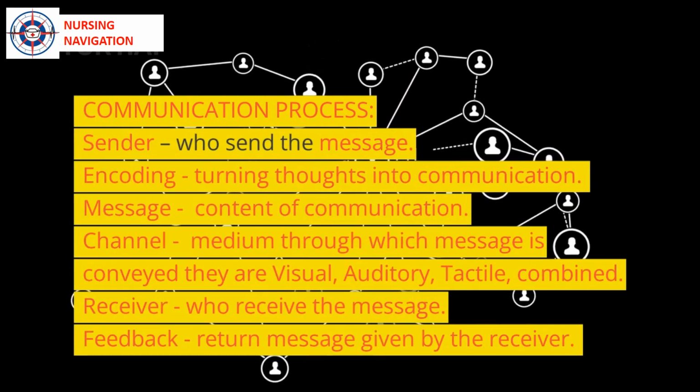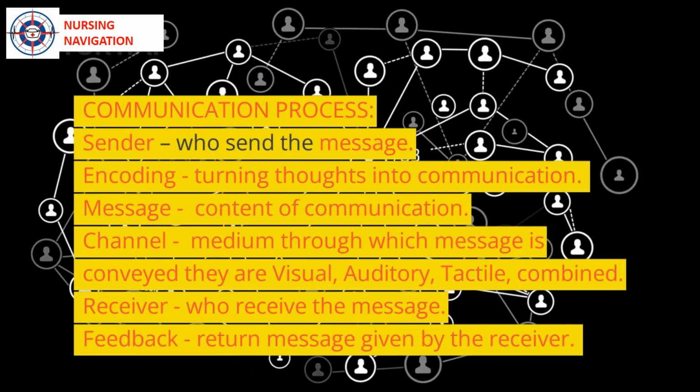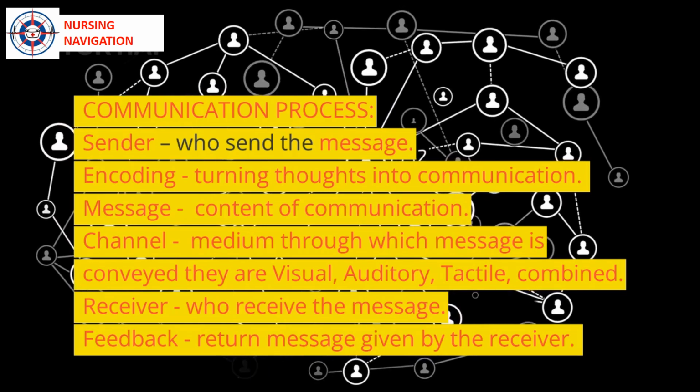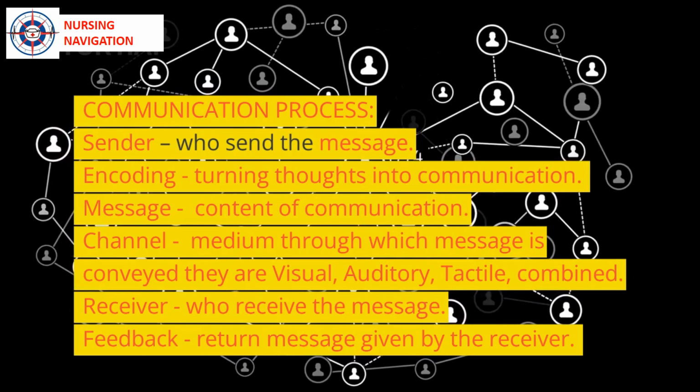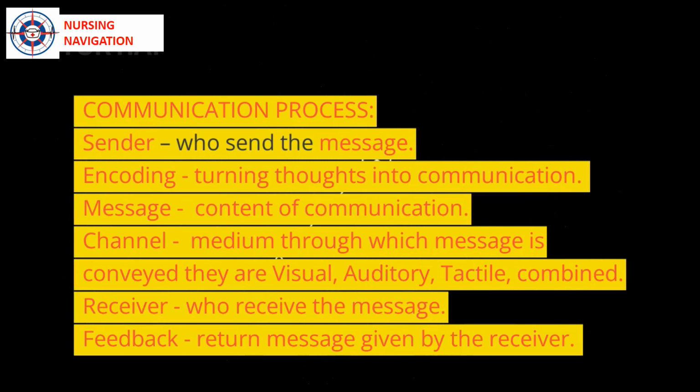Communication process. Sender, who sent the message. Encoding, turning thoughts into communication. Message, content of communication. Channel, medium through which the message is conveyed. They are visual, auditory, tactile, combined. Receiver, who received the message. Feedback, return message given by the receiver.